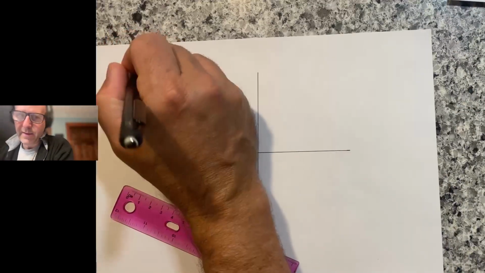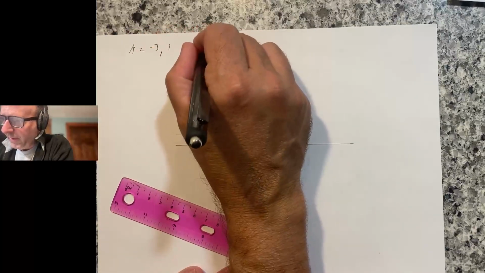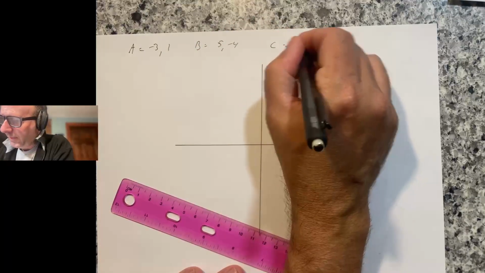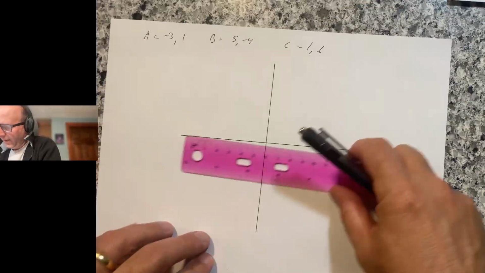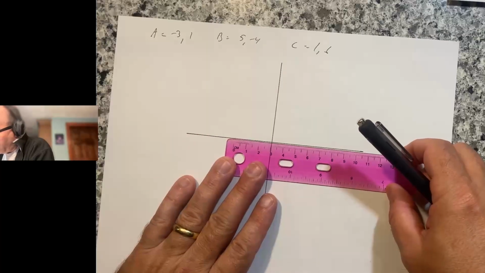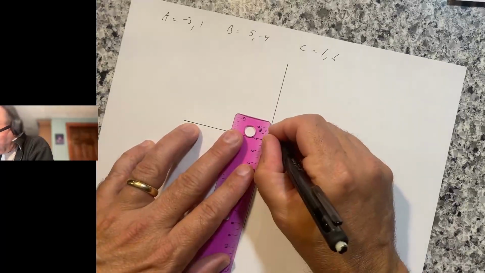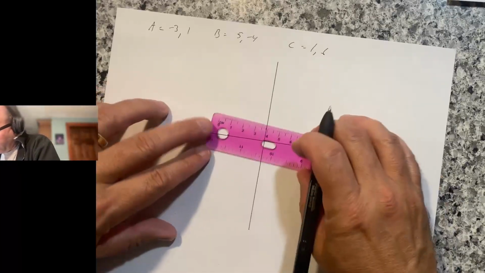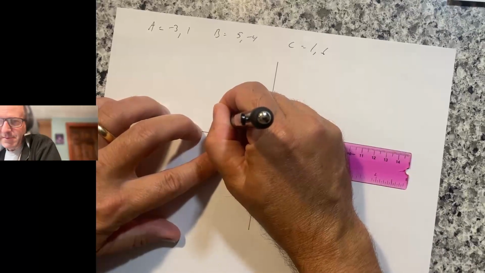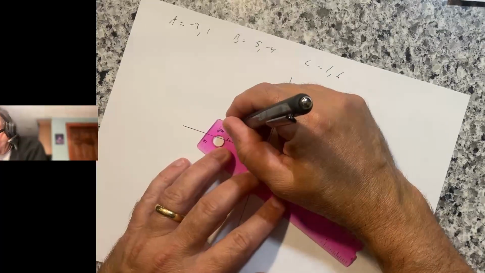Again, A is -3, 1. B is 5, -4, and C is 1, 6. So let's start with A, and I'll just do -3, 1, puts it at -3, and I'll do 1. So that is going to be right about here. And so A looks like something like this.